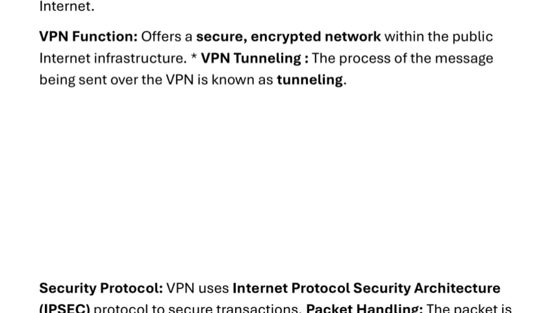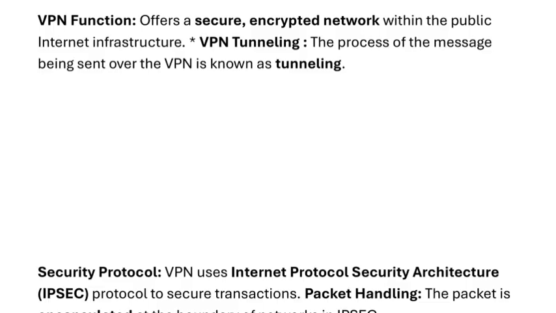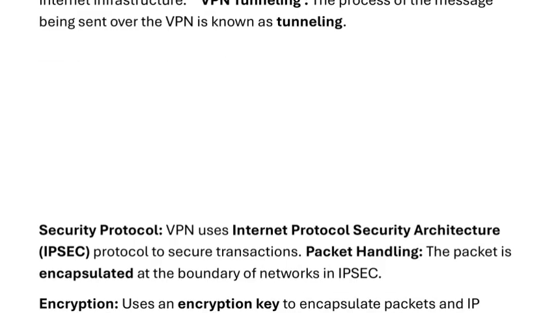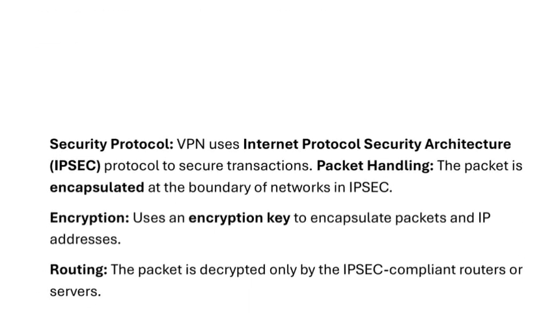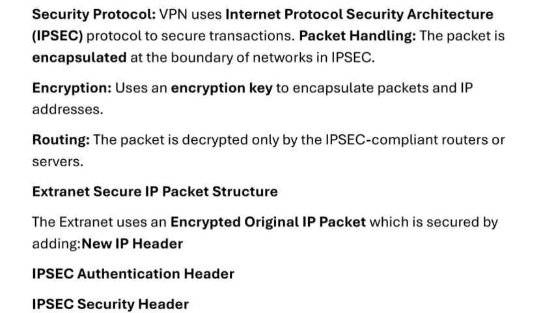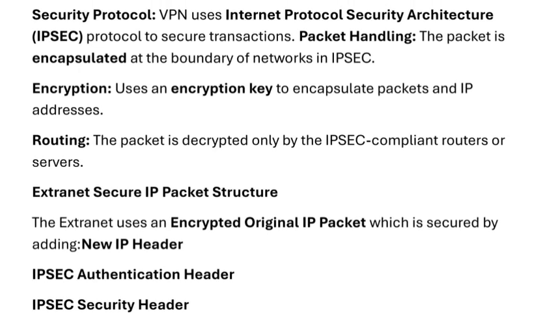VPN function offers a secure, encrypted network within the public Internet infrastructure. VPN tunneling: the process of the message being sent over the VPN is known as tunneling. Security protocol: VPN uses Internet Protocol Security Architecture, IPsec, protocol to secure transactions. Packet handling: the packet is encapsulated at the boundary of networks in IPsec.